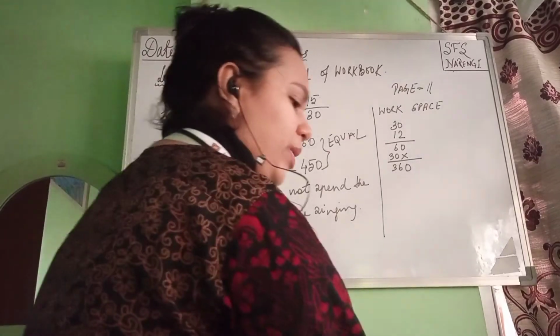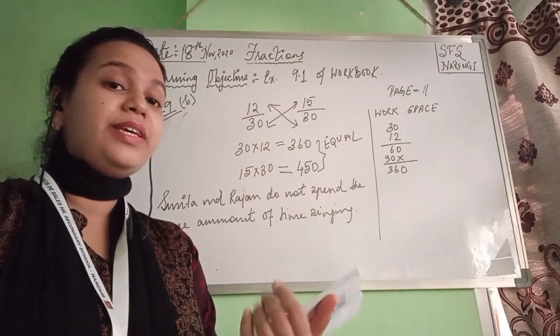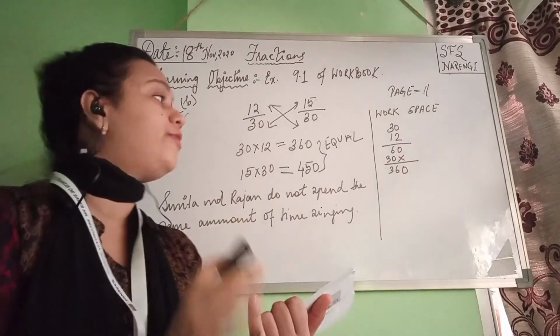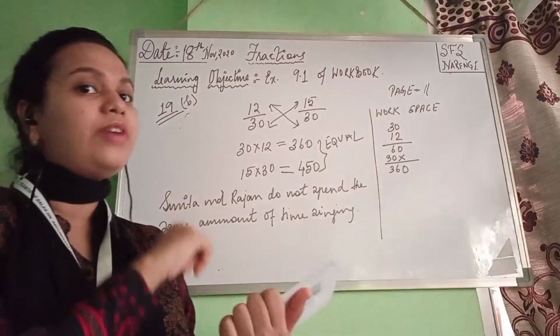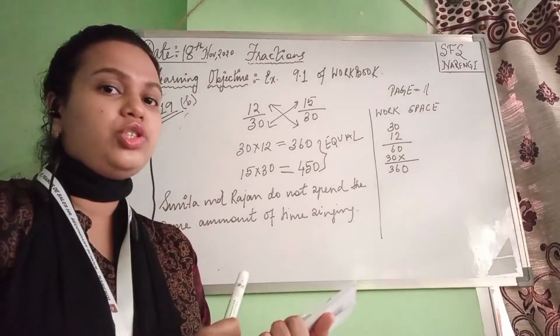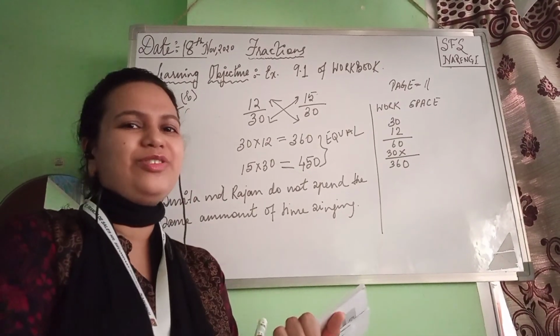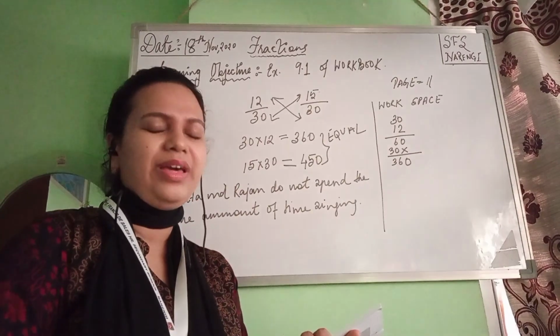So I hope this question is clear. It was slightly tricky. Why was it? Because here the fraction was not given. We had to first find the fraction of time that Smita sang, and then find the fraction of time that Ranjan sang. And then we had to check whether those two fractions are equivalent. I hope it is clear to you, children. And if you still have any problem, please get back to me.